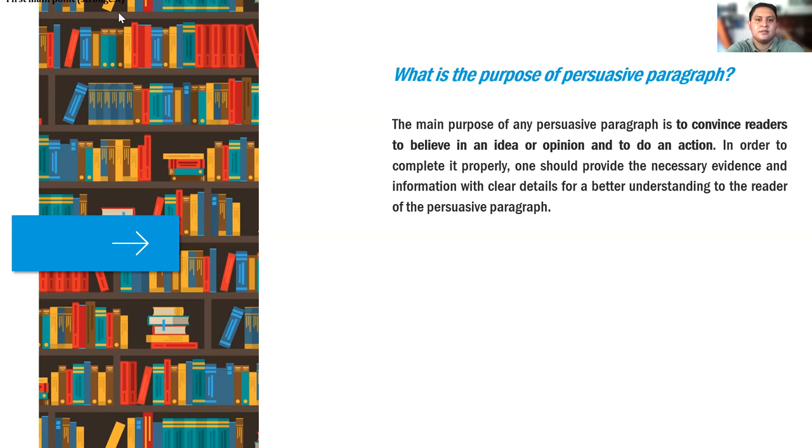Okay, as the definition of the purpose says, we need to convince the reader to believe an idea or opinion. As I said to you before, we can create different paragraphs in which the objective of the paragraph needs to be to convince the reader to do something or to believe something. Also, we need to add clear details in which we explain in the best way we can, for a better understanding of the reader of the persuasive paragraph.